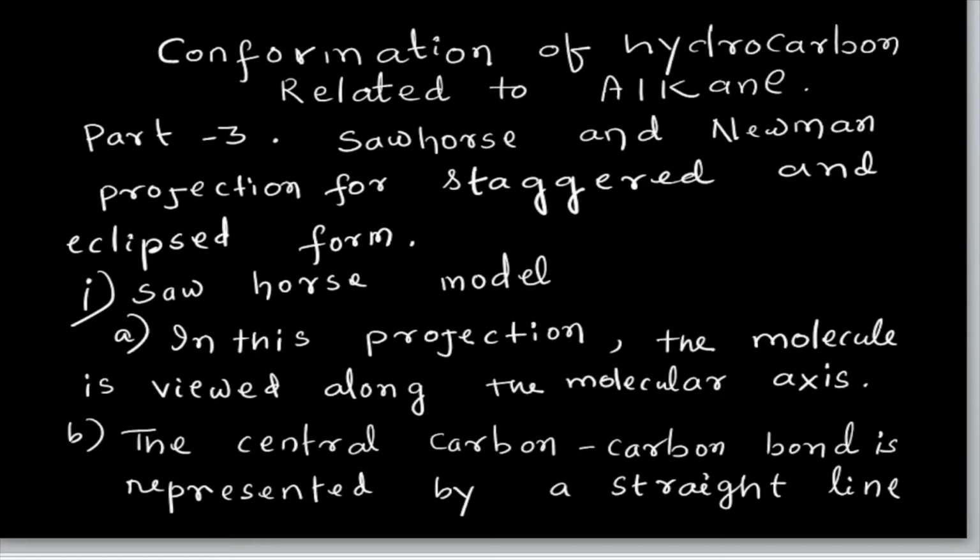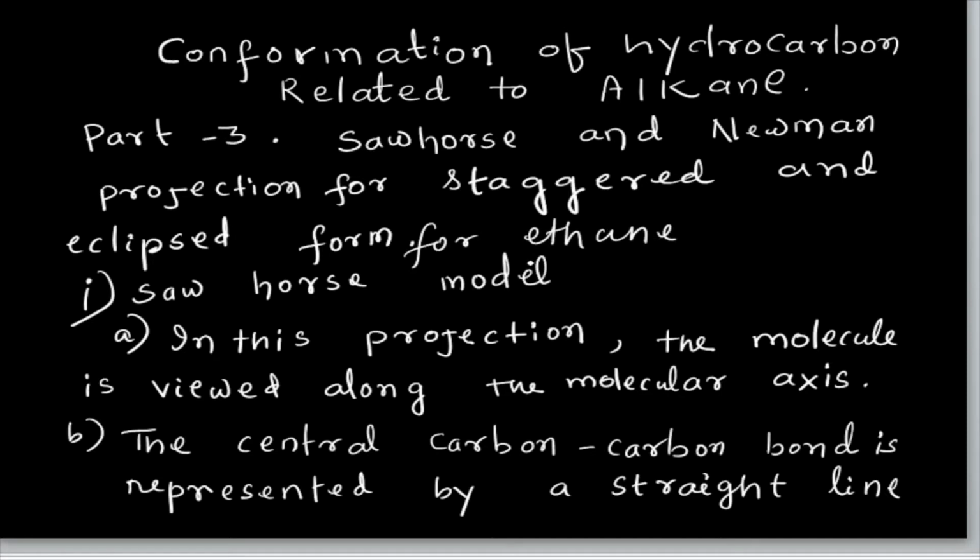Now I am going to explain the topic conformation of hydrocarbon related to alkane. That means here we can see ethane. This is part 3. We will see the Sawhorse and Newman projection for staggered and eclipsed form for ethane, because this is the main important part, ethane.